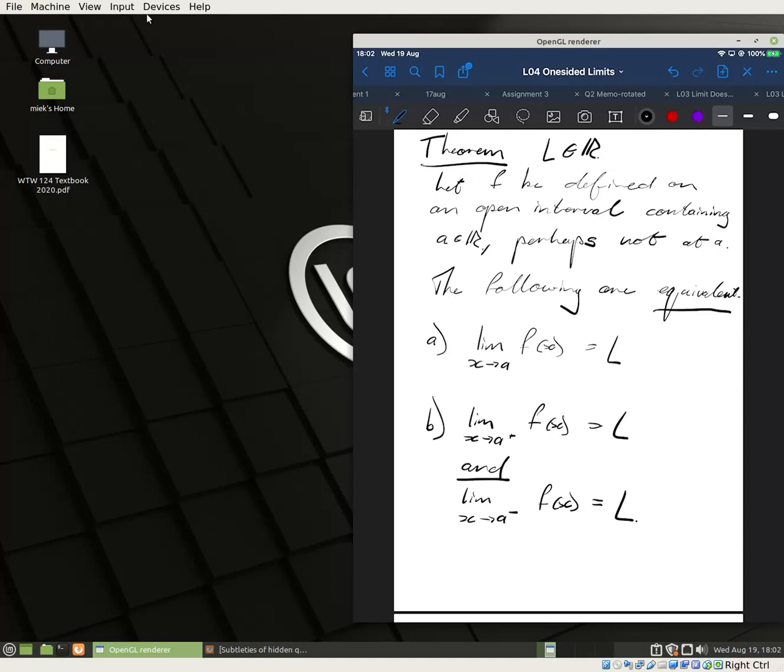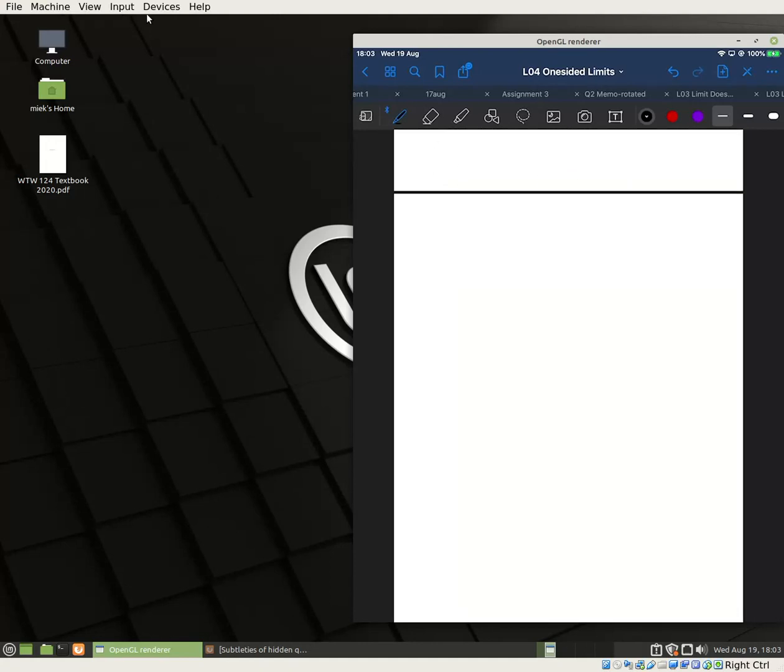So I will not write down all the details in this proof. You now have all the tools in your toolbox to be able to write down the details of the proof. I will just discuss a sketch of this proof. So let's write here sketch of proof. First part, so part 1, A implies B.